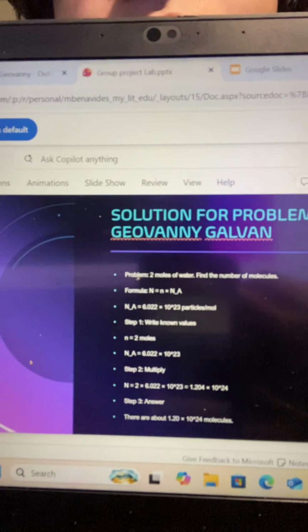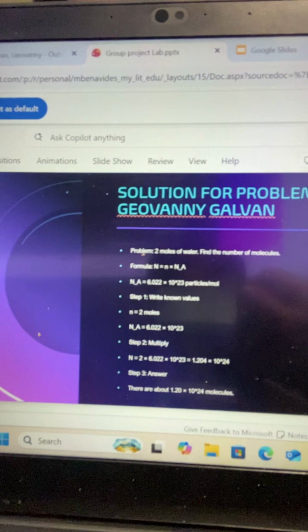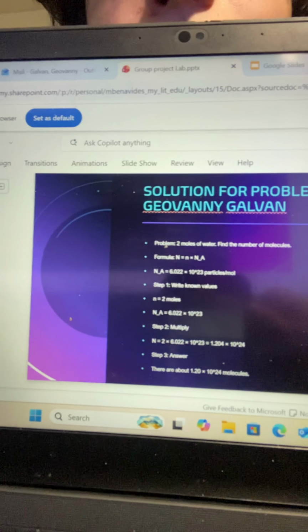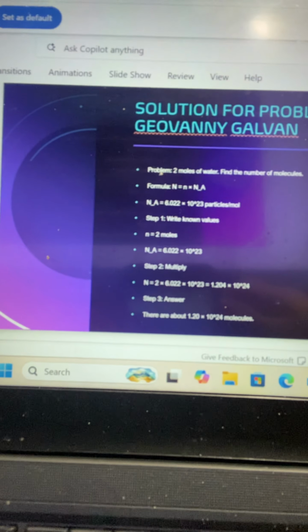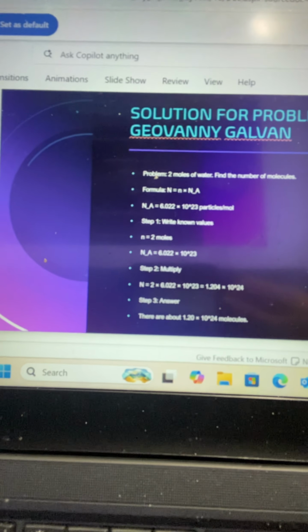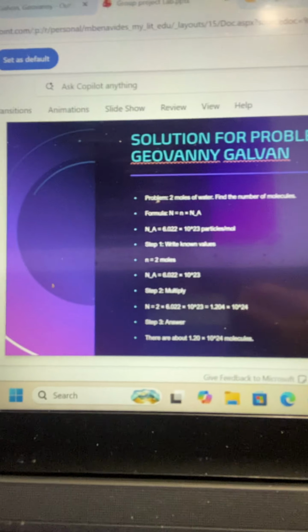Alright, so step 1, write the known values, which is n equals 2 moles. Step 2, multiply. You can see that. And step 3 is the answer. It's about 1.20 times 10 to the 24.